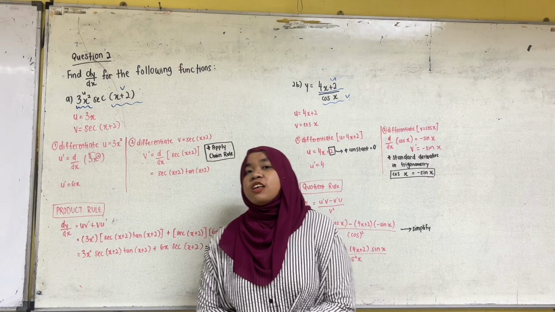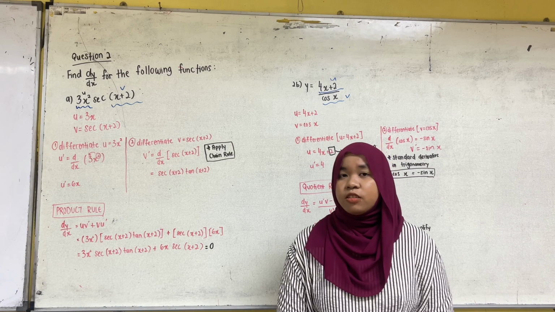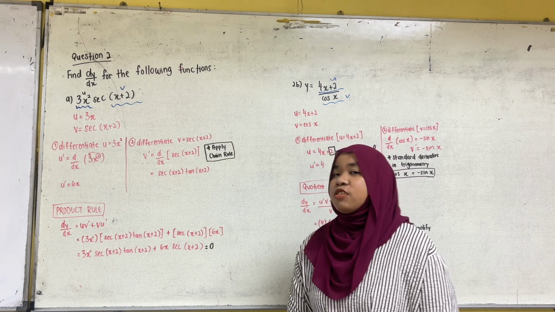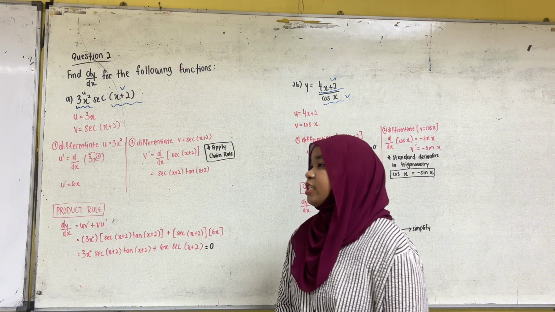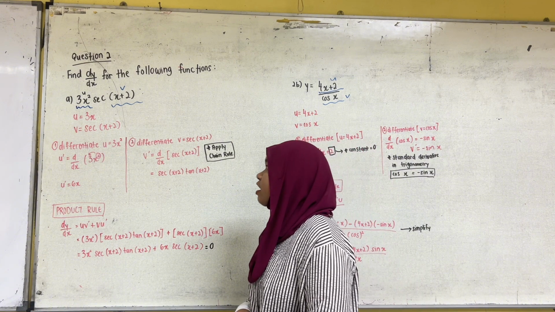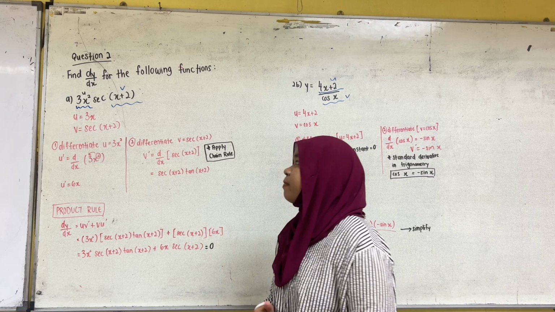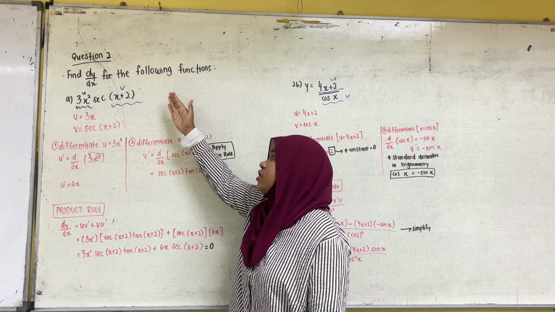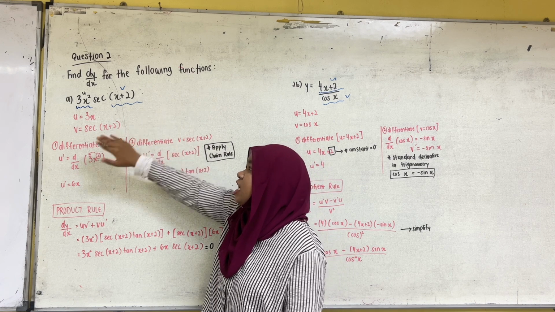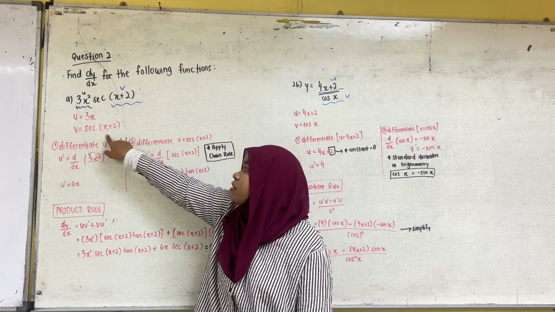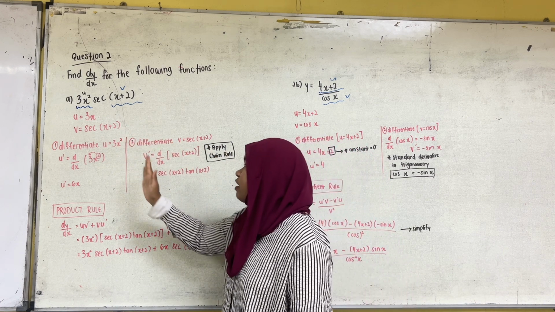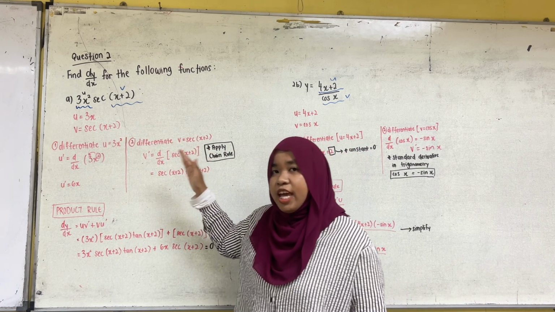Assalamualaikum and hi. Let's get started with question 2, which is to find dy over dx for the following functions. The first question is 3x squared times sec x plus 2. As you can see, this is a product of two functions, u and v, where u equals 3x squared and v equals sec x plus 2.